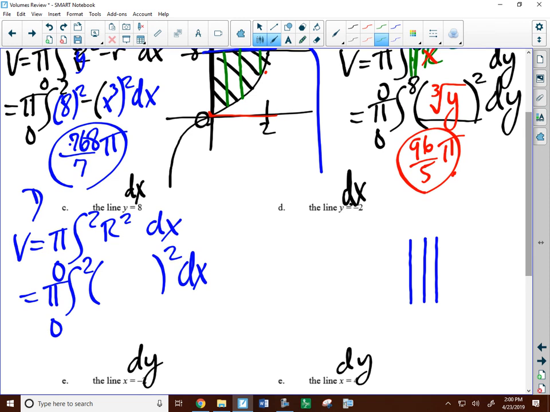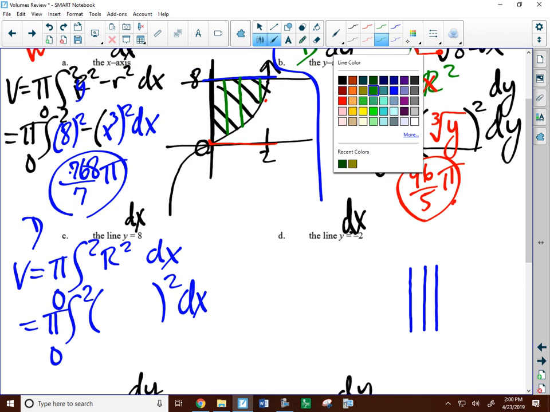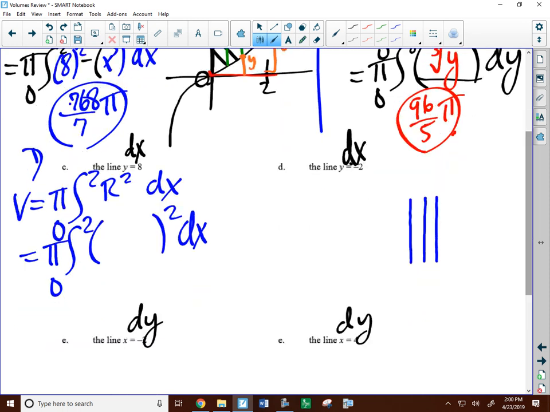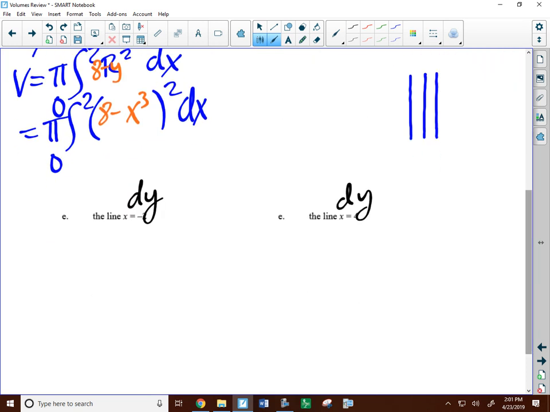So on this one, I don't know the green line right now, but I do know from the x-axis to that curve is y. And I also know that this whole thing is 8. So using segment addition and then subtracting, it'll be 8 take away y to get a green segment, which is the radius. 8 minus y. And y we already had, it was x cubed. Calculator, 576 over 7 pi.